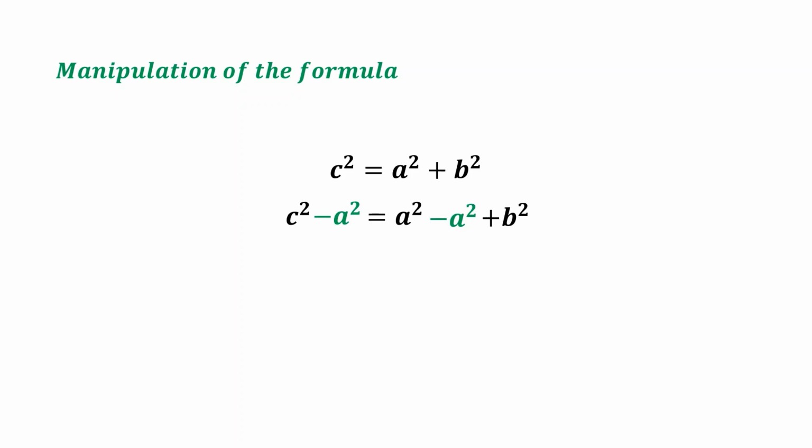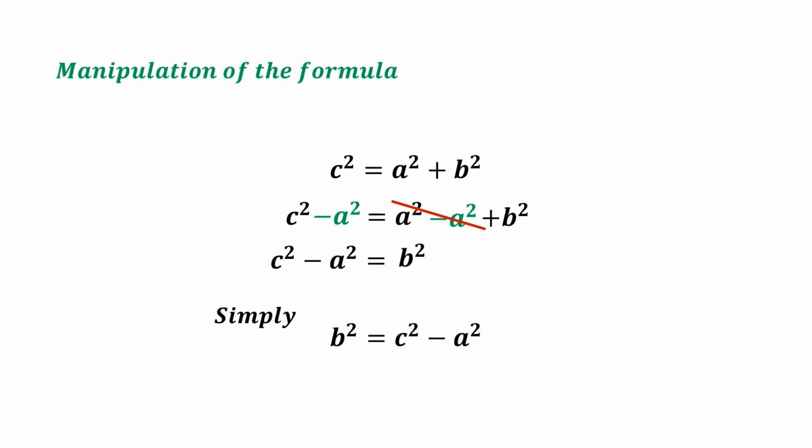So, we have c square minus a square is equal to. We need to cancel the a square minus a square. The remaining is b square. Or simply we can write it as b square is equal to c square minus a square. That is now the formula in getting the value of b. Let us now solve example number 3 using the formula that we manipulated a while back.